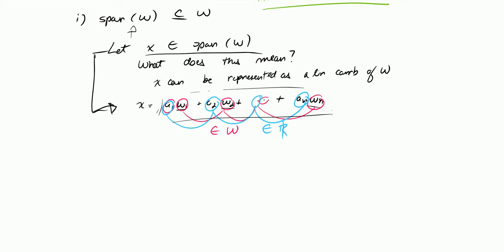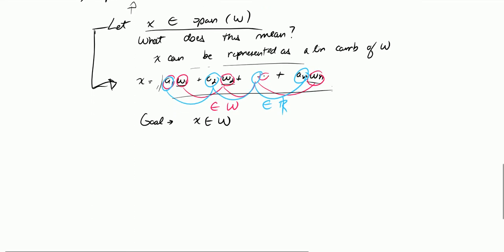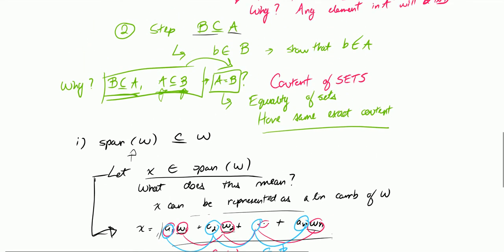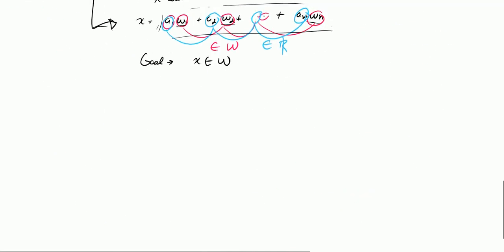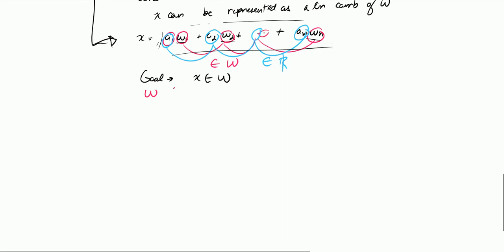Now remember what my goal is. My goal is to show that X belongs to big W, to the set W. How do I show this? Let's think about it for a second. What do we know about W from our assumption? From our assumption, we assume that W is a subspace. So what do we know about subspaces?